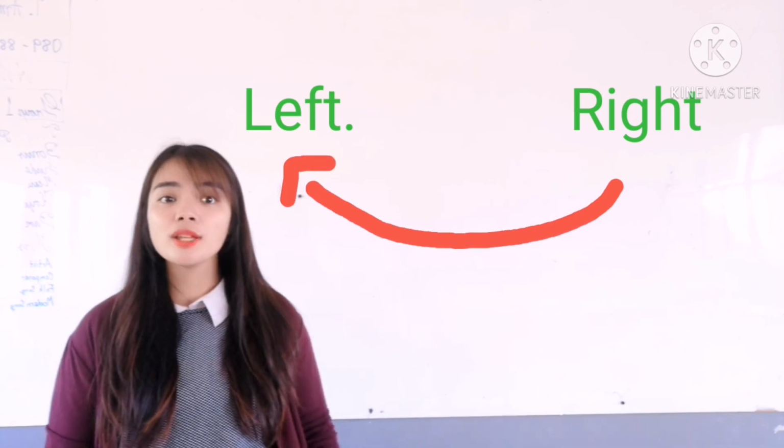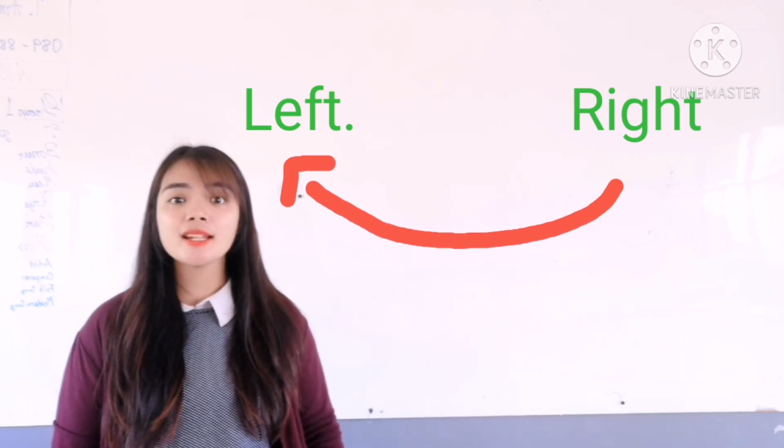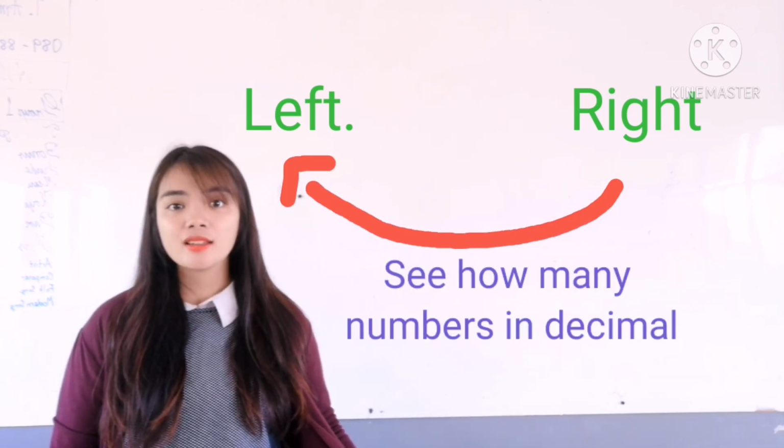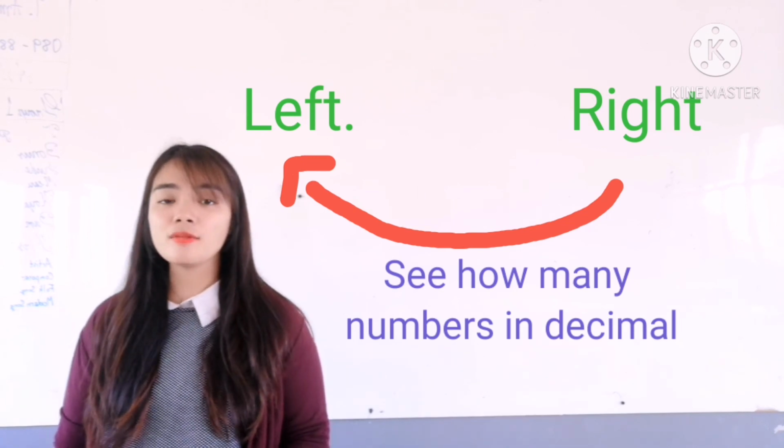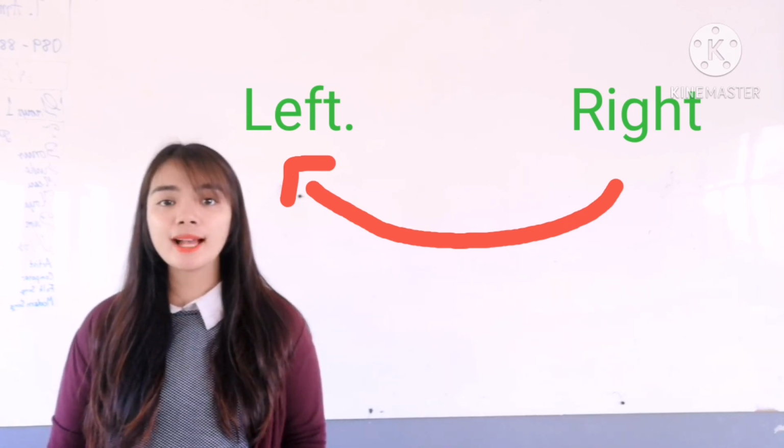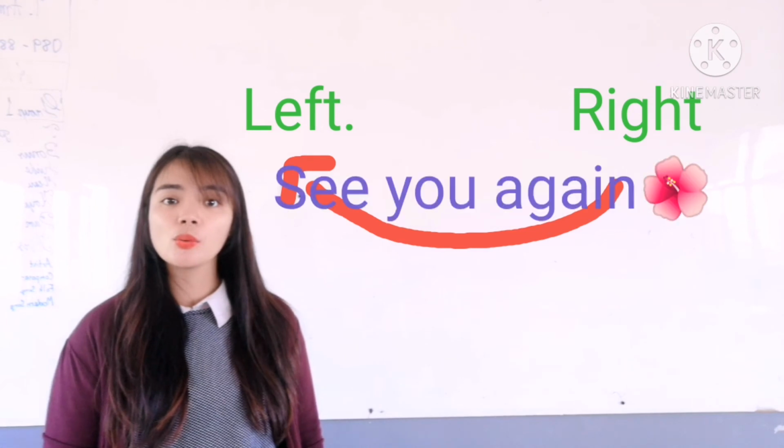So in this topic, how to multiply decimals, always remember that we need to start from our right going to our left, and check how many numbers there are in the decimal places. Then we can just count it to know the answer.